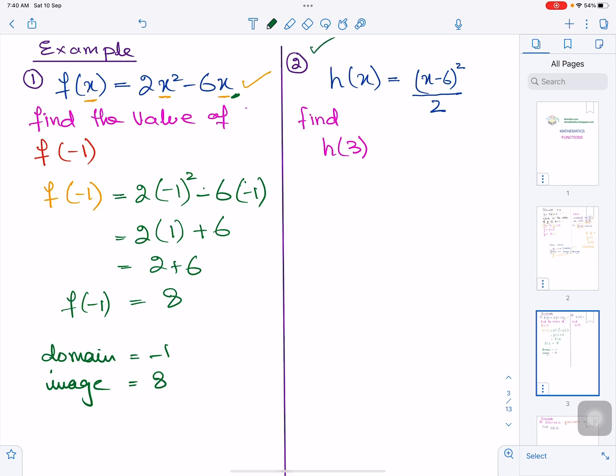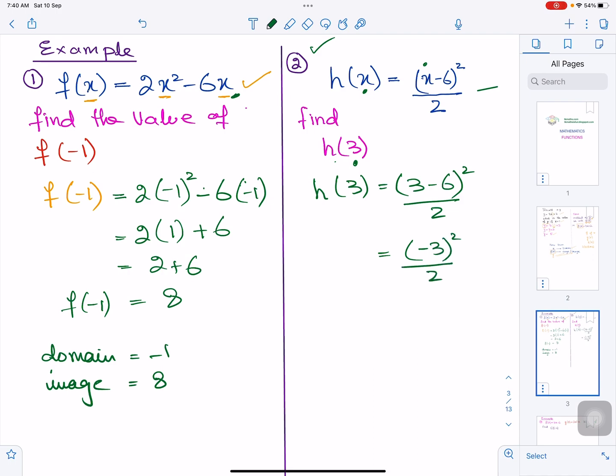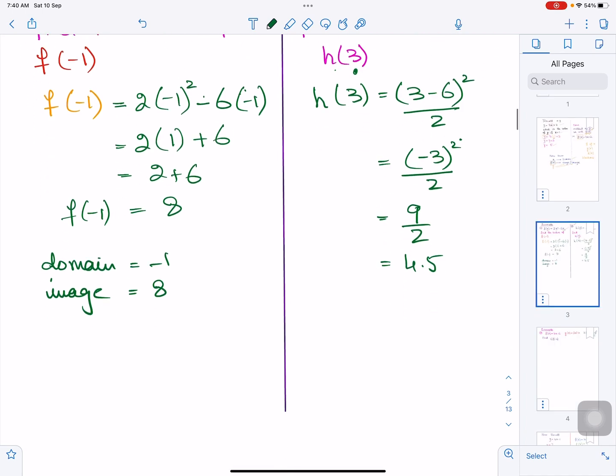Now let's see example 2. h of x is given to you, x minus 6 whole square divided by 2, and you have to find h of 3. It simply means replace x by 3. So it will become h of 3 is equal to 3 minus 6 whole square divided by 2. 3 minus 6 is minus 3 square. And again, because the power is even, it will become plus. 3 times 3 is 9 upon 2. So you can write it in decimal or you can leave it as a fraction.